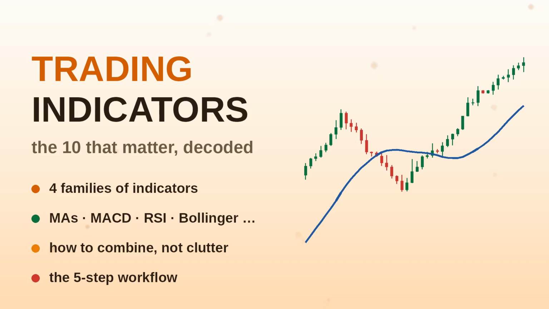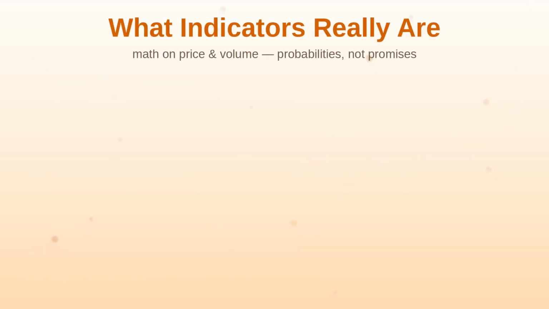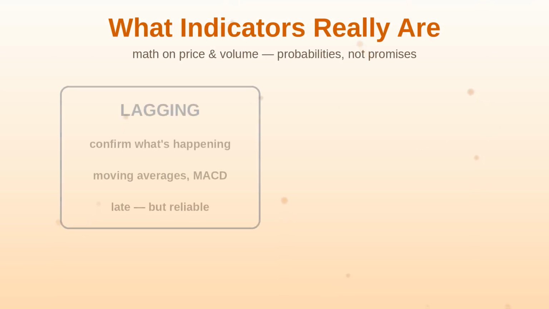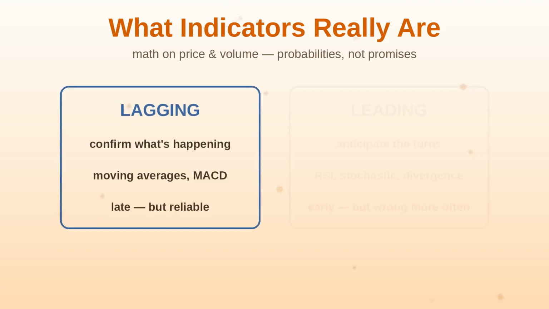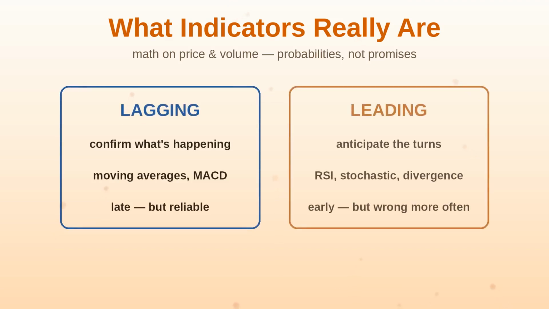Let's decode the chart. First, what is an indicator? It's just math applied to price and volume and drawn on your chart. Every indicator compresses market history into one visual signal. They come in 2 flavors.